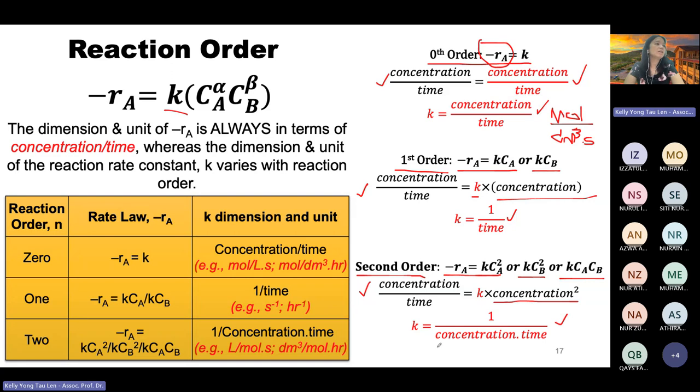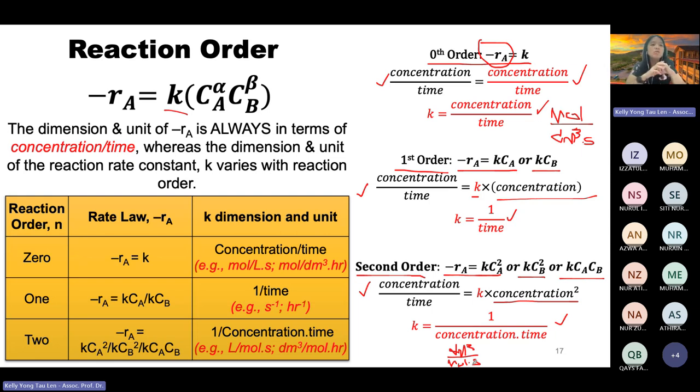Contoh unit dia is for example dm cube per mole second. Dia sekarang dah jadi satu per concentration time, kan? Concentration kan mole per dm cube. Kalau satu per concentration, mole di bawah, dm cube di atas, right? So jadi let's say dm cube per mole second, liter per mole hour, feet cube per pound mole minute, so on and so forth. So kamu tengok, the unit of K will change according to the reaction order.